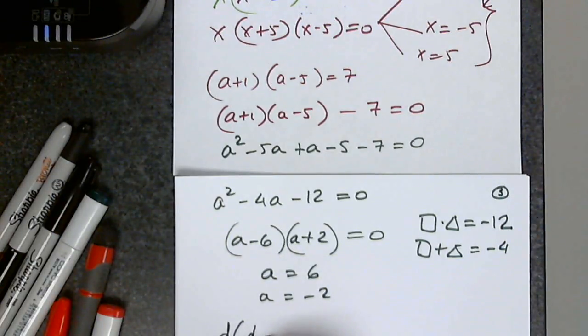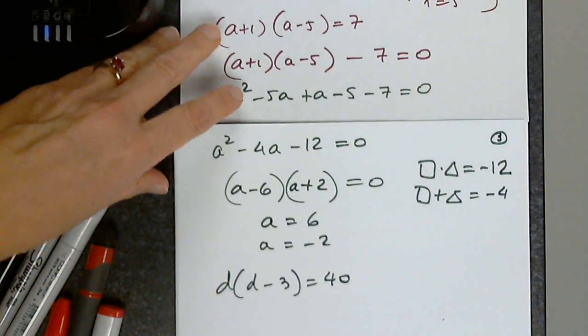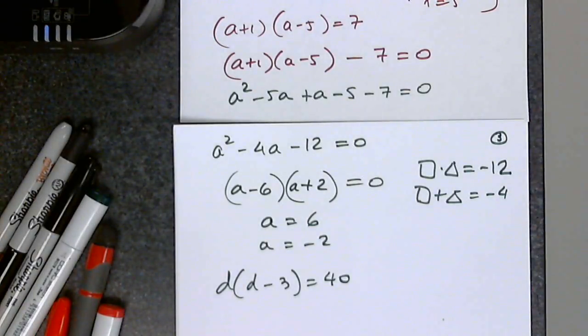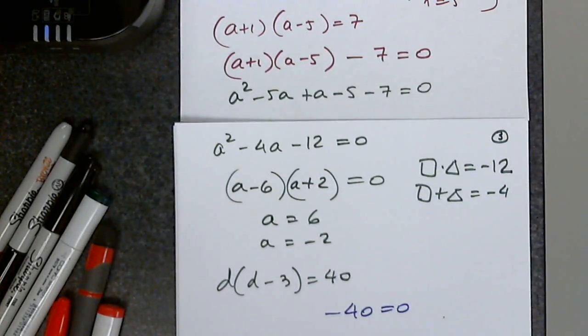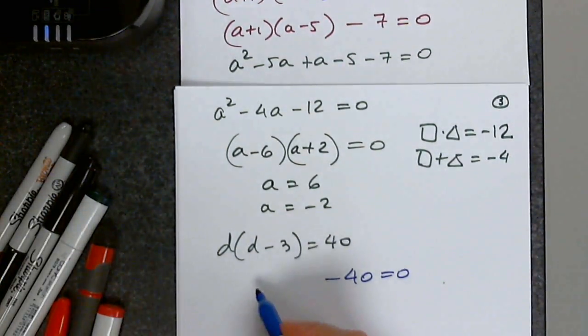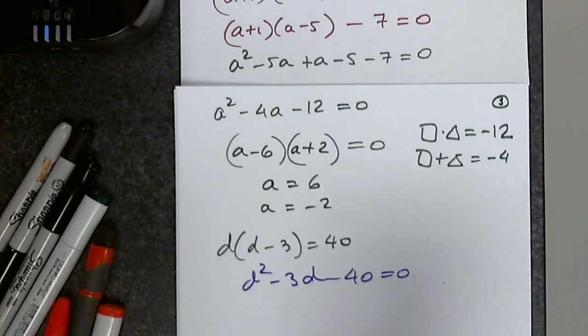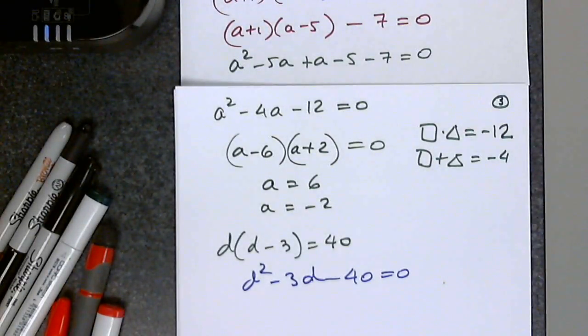Any questions on this problem? Okay, next one. D, quantity D minus 3 equals 40. What do I do with this? I have to subtract 40 and then, yes, D squared minus 3D. Excellent. There is no other choice.